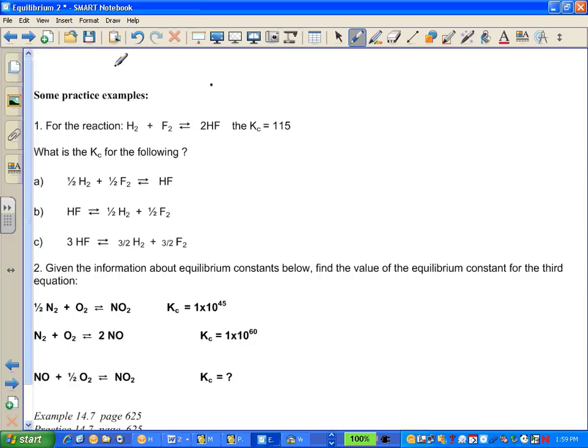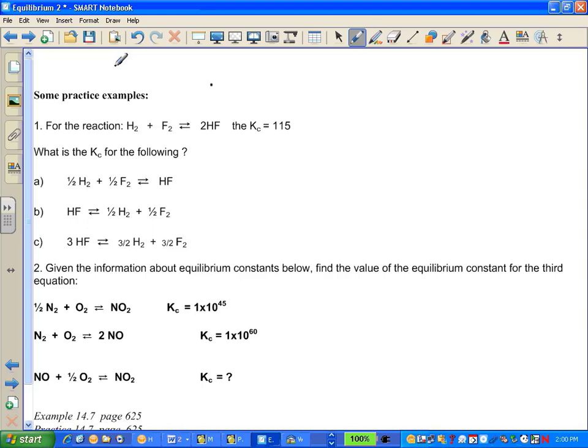So with these practice examples, in the first reaction that we're given, we know the Kc value. This Kc value was determined by completing an experiment. We look at it, and it's H2 plus F2 in equilibrium with 2HF. The question asks us to determine the Kc value of a couple of different reactions. The first one being half H2 plus half F2 in equilibrium with HF.